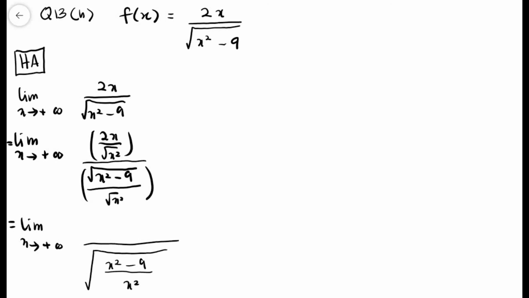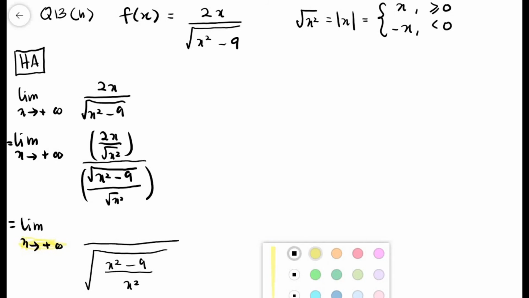Okay, so how about the numerator part? For the numerator part, you still need to remember we have the definition of sqrt(x square), which is equal to modulus x. This one we can split into 2: x for x greater or equal to 0, and negative x for x less than 0. So remember, you try to find the limit as x approaches positive infinity, so you need to pick the positive part. So here you get 2x over x.